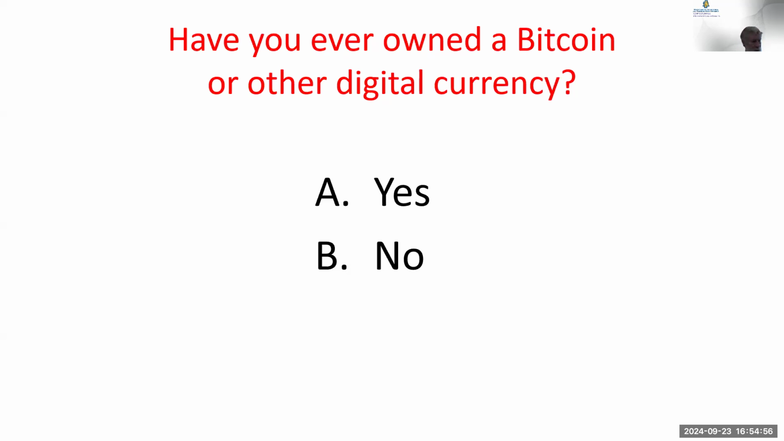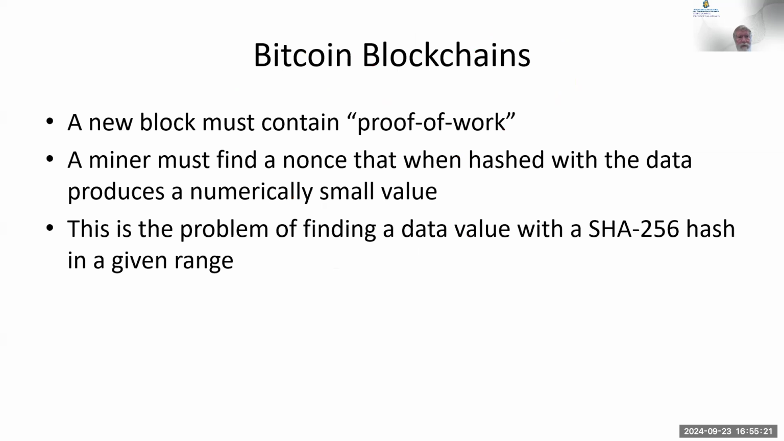Let's see. There are 13 people who said yes and 15 people who said no. That's about half the people in class who have owned a Bitcoin sometime. So they are kind of popular. We'll talk about Bitcoins.